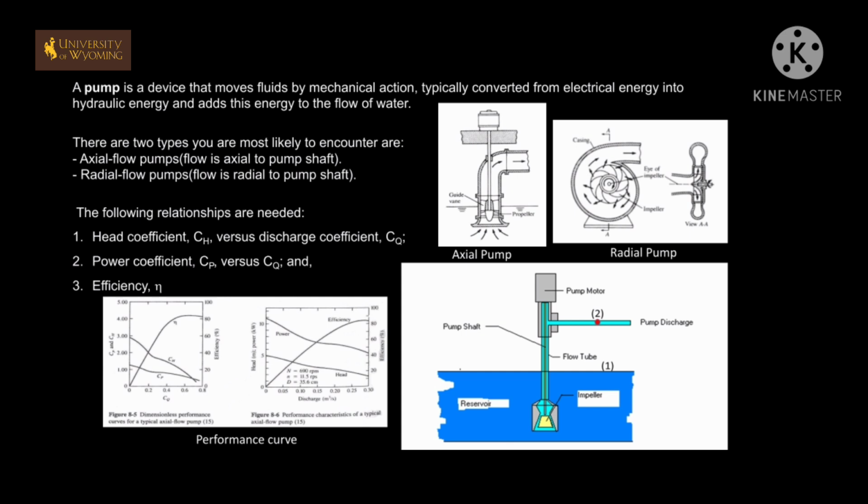One of our objectives in this experiment is to produce the performance curve, and this can be done by the following relationships: head coefficient versus discharge coefficient, power coefficient versus discharge coefficient, and efficiency versus discharge coefficient.